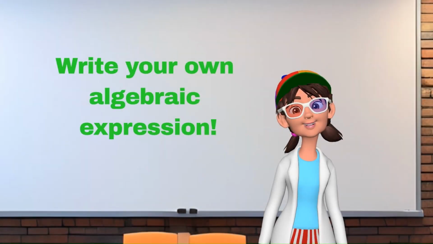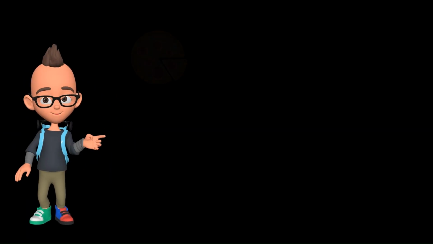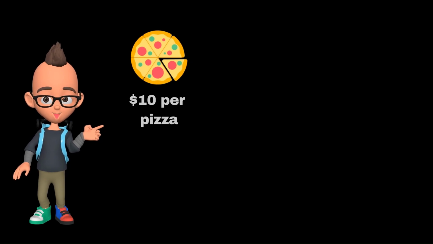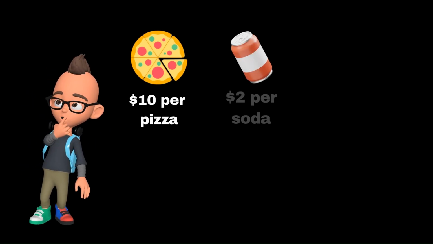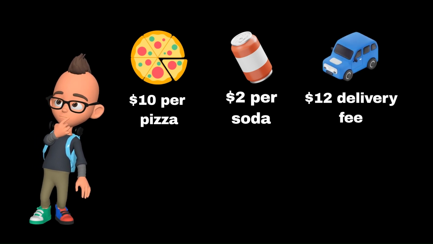Can you think of any real-life situations where you can make your own algebraic expressions? How about you, Rex? Okay, I have an idea. I love ordering pizza and getting home delivery. So each pizza costs $10 each, and then each soda is $2. Then the pizza delivery fee will be $12. I don't know how many pizzas or drinks I am getting yet.